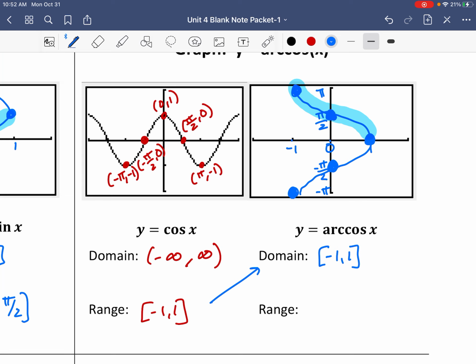But my range is going to be a little bit different. We have to chop off our range. Our range are our y values. Y values are going to go from 0 to pi.